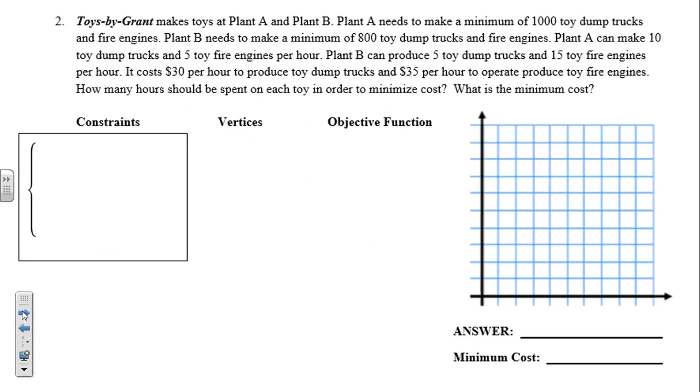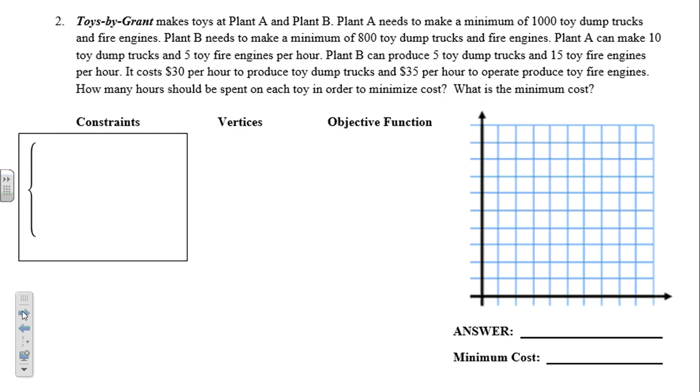So we've got Toys by Grant making toys at 2 different plants. Plant A has to make a minimum of 1,000 toy dump trucks and fire engines total, so 1,000 toys altogether. Otherwise, it's not efficient to have our plant going, and we have to lay people off and so forth.